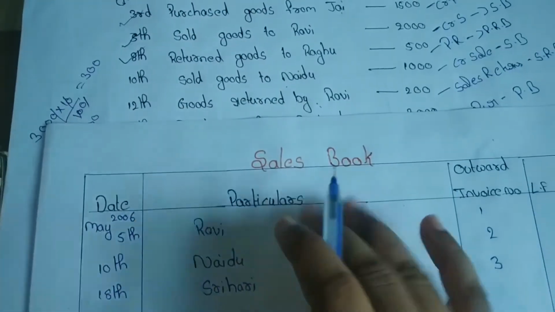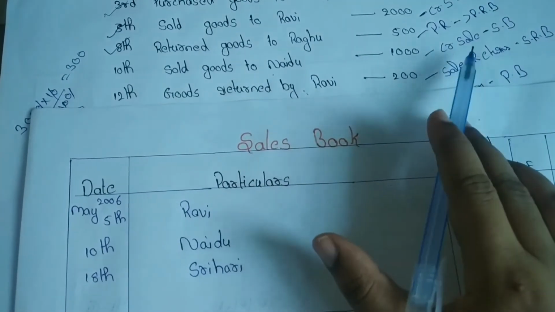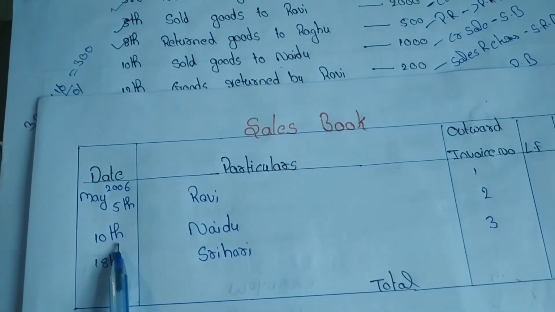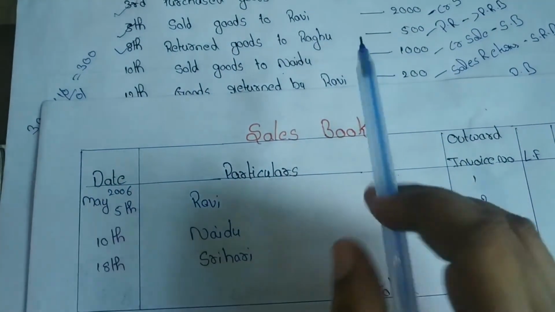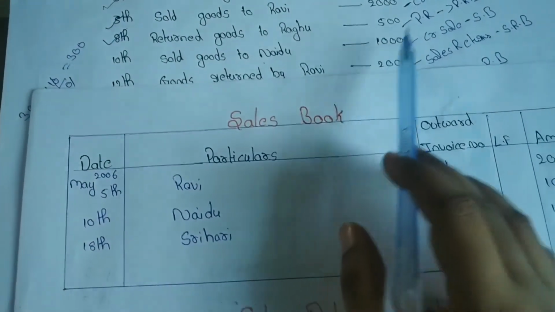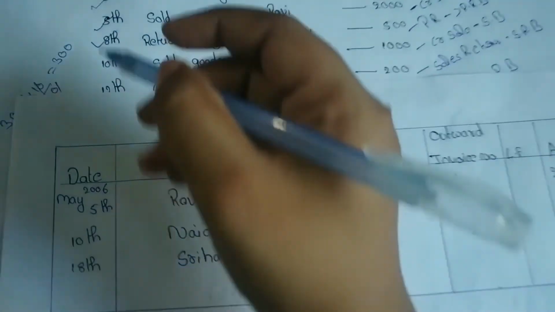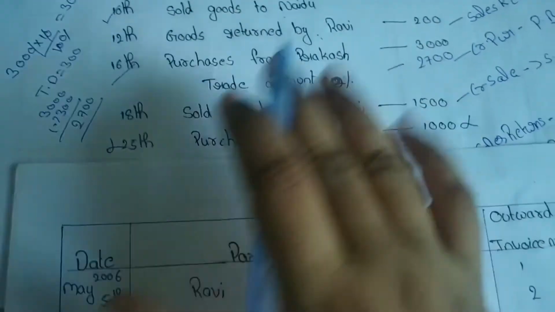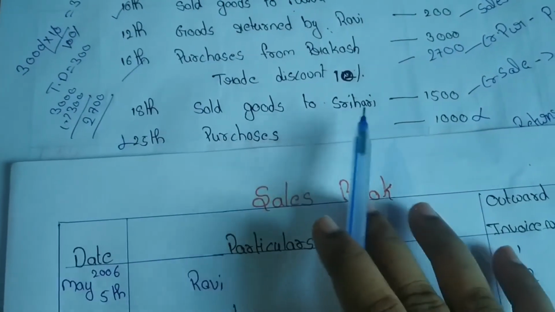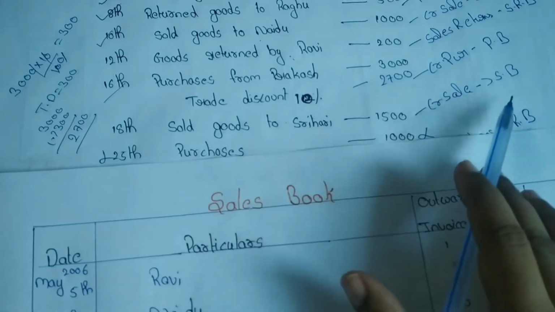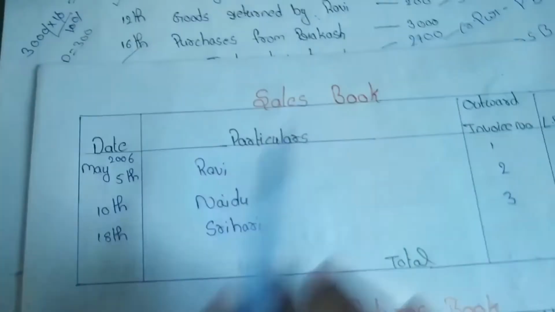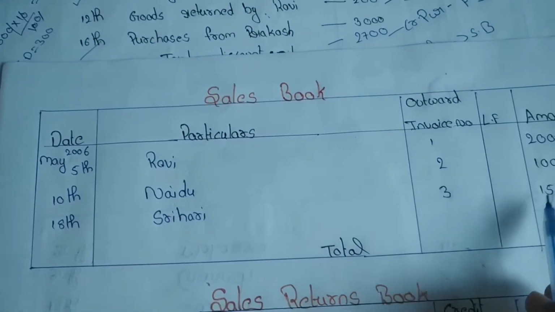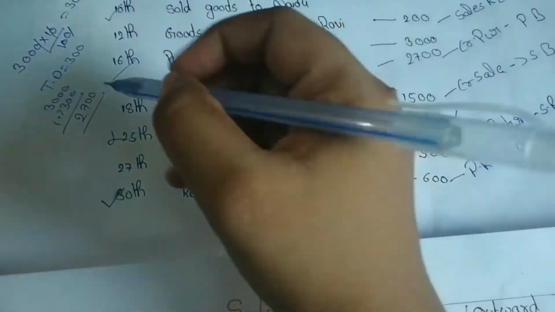Next one, see, on 10th sold goods to Naidu. So it was also a credit sale, right? It comes under the sales book. So on date column you have to mention the date, and here customer name Naidu and the amount was 1000, right? So that should be recorded on amount column. So it was also done. And next one, see here, on 18th sold goods to Srihari. So it was a credit sale that comes under the sales book, right? So on date column you have to mention the date and customer Srihari and the amount was 1500. See, it was also done.